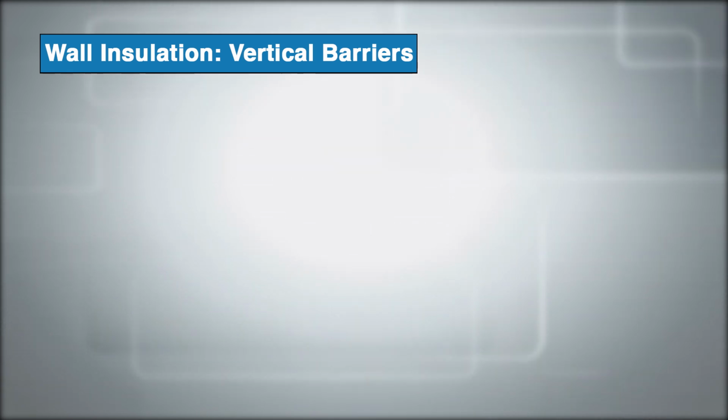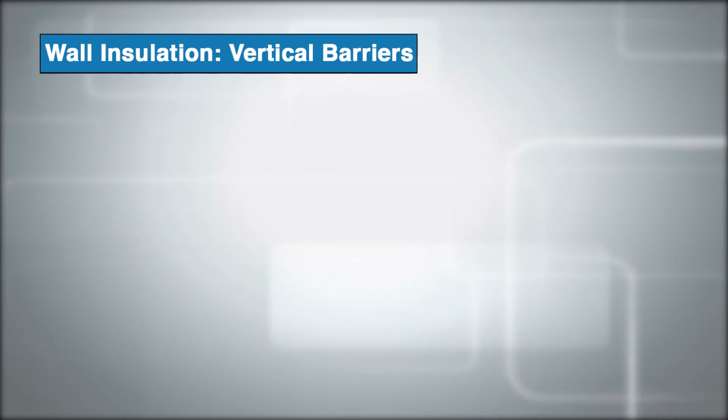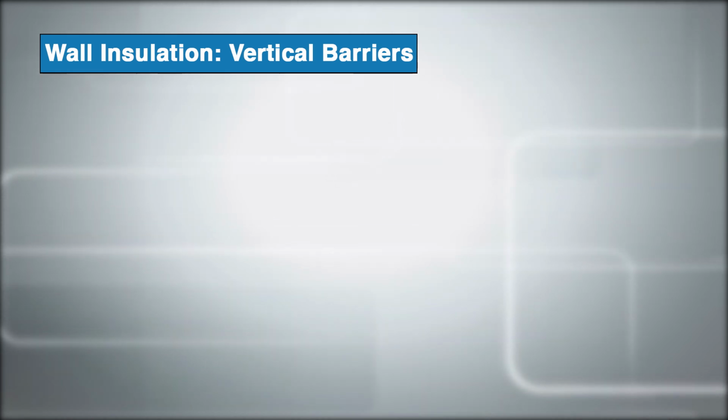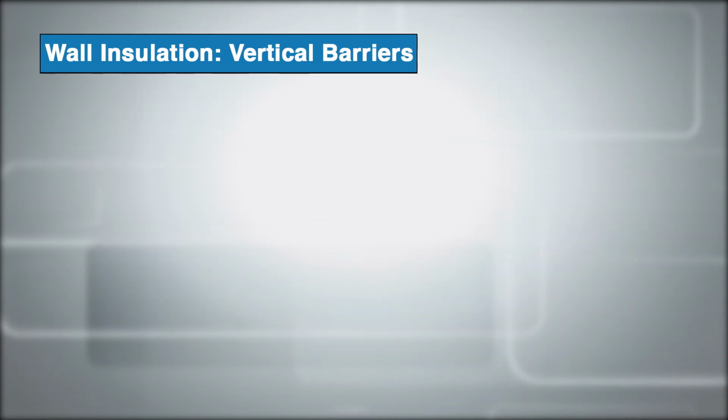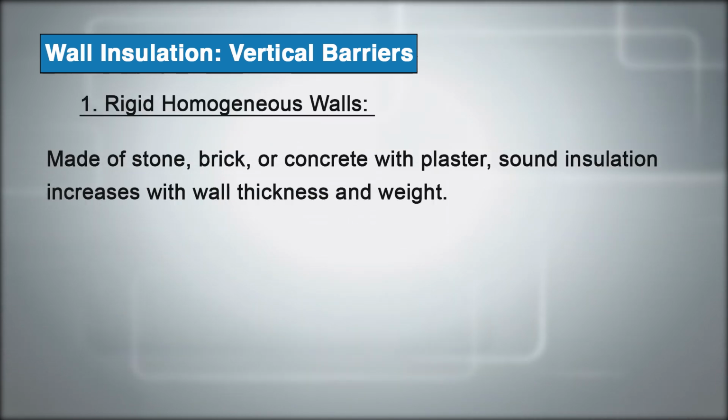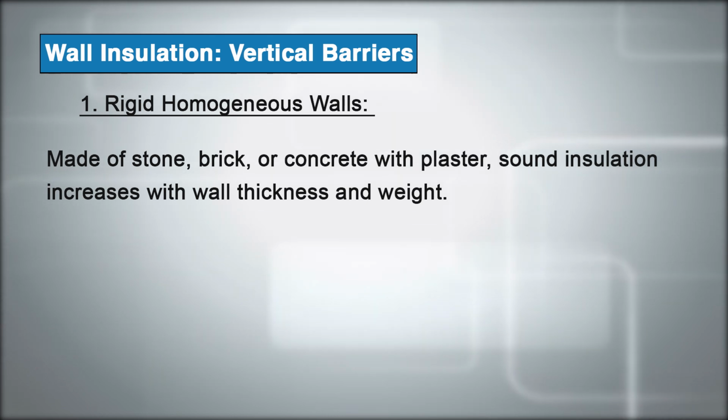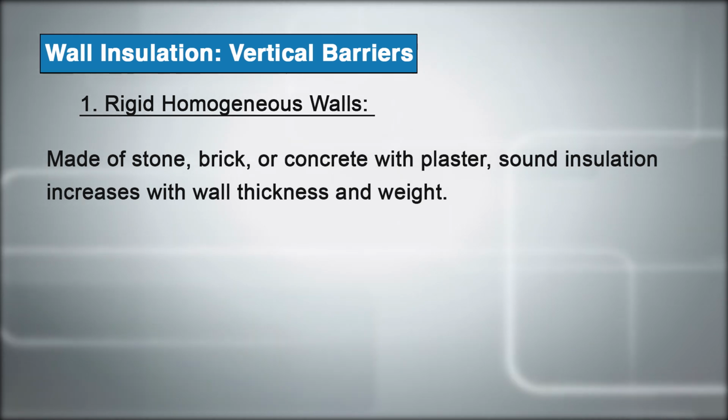For example, wall insulation, that is the vertical barrier. Proper wall and partition design insulates sound effectively. Types of wall construction for sound insulation include rigid homogeneous walls, that is made of stone, brick or concrete with plaster. Sound insulation increases with wall thickness and weight.